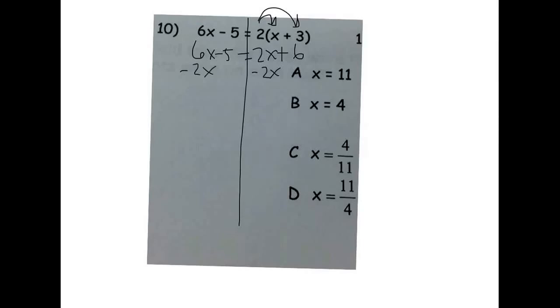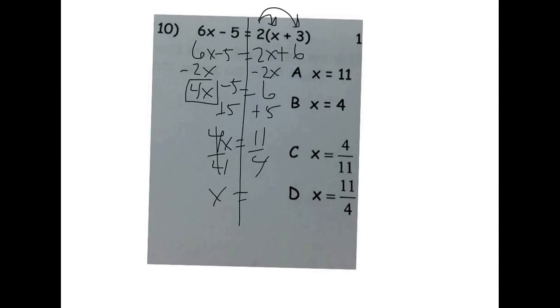6x minus 2x is 4x. Minus 5, bring down your 6. I'm still solving for this, so I want a plus 5 to both sides. I get 4x equals 11. And then the last step, when it's beside it, we divide it. So I divide both sides by 4. I grab a calculator. 11 divided by 4 is 2.75.